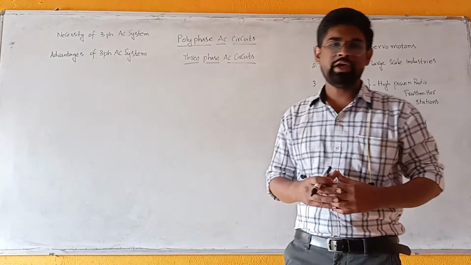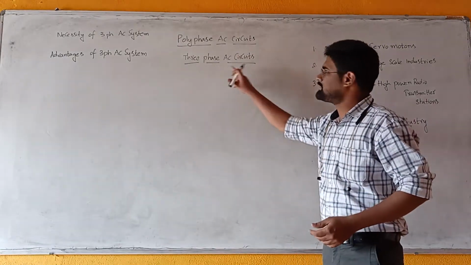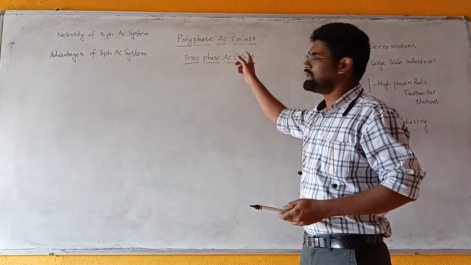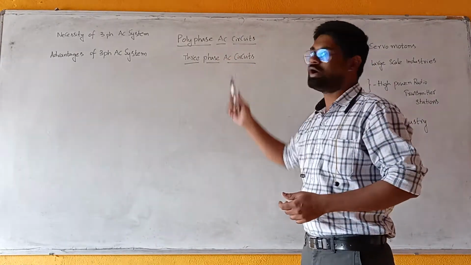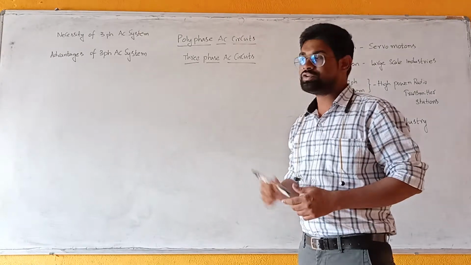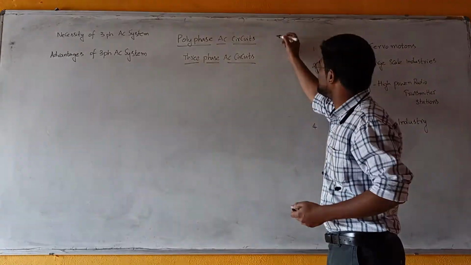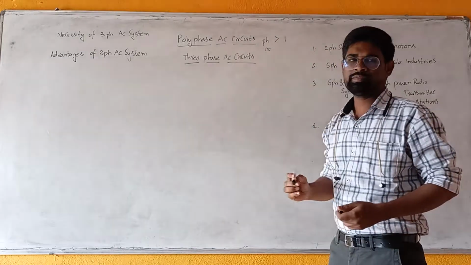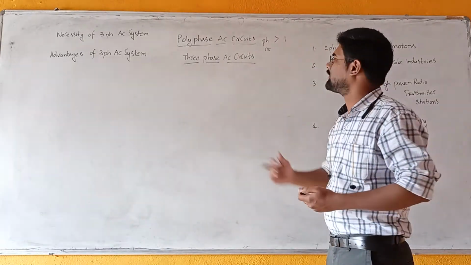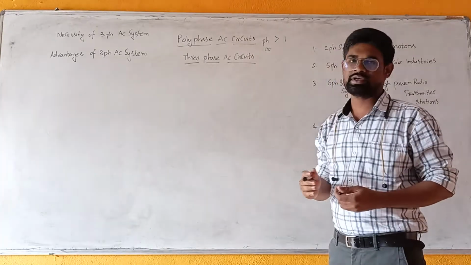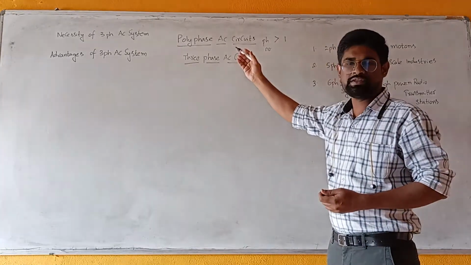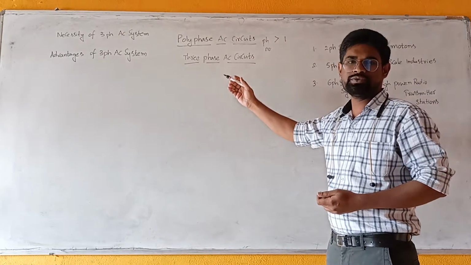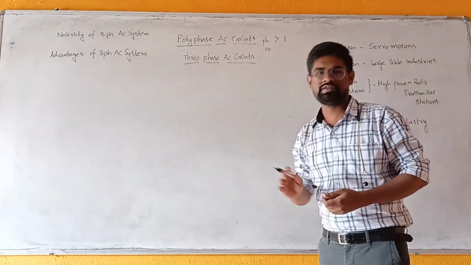So we are doing a series on three-phase AC circuits. The main topic is polyphase AC circuits, which means if the phase number is greater than 1, such kind of AC systems are polyphase AC systems. In polyphase AC circuits, the most popular and most widely used system is the three-phase AC system.